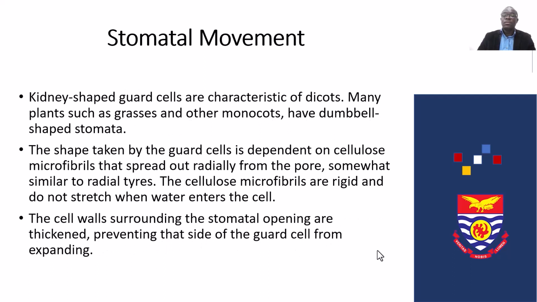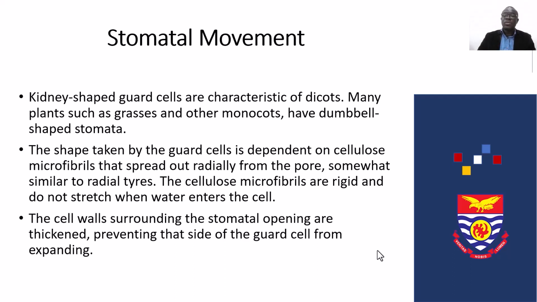Kidney-shaped guard cells are characteristic of dicots. Many plants such as grasses and other monocots have dumbbell-shaped stomata. The shape taken by the guard cells is dependent on cellulose microfibrils that spread out radially from the pore, somewhat similar to radial ties. The cellulose microfibrils are rigid and do not stretch when water enters the cell.